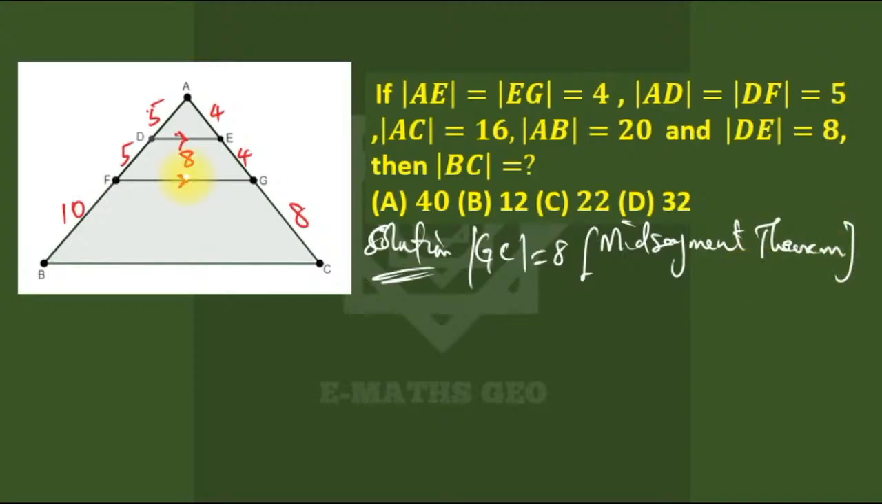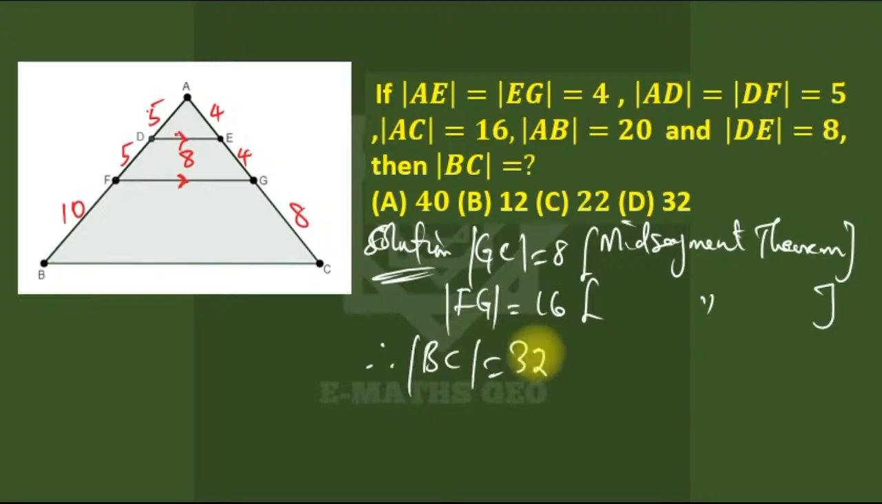Also, we are looking for BC. Since here is 8, FG will be 16 by that same theorem, because I told you whatever is there is half of that. Whatever is there is half of this. So this is 8, this should be 16. And BC now, since here is 16, therefore BC is equal to 32, by that same mid-segment theorem.